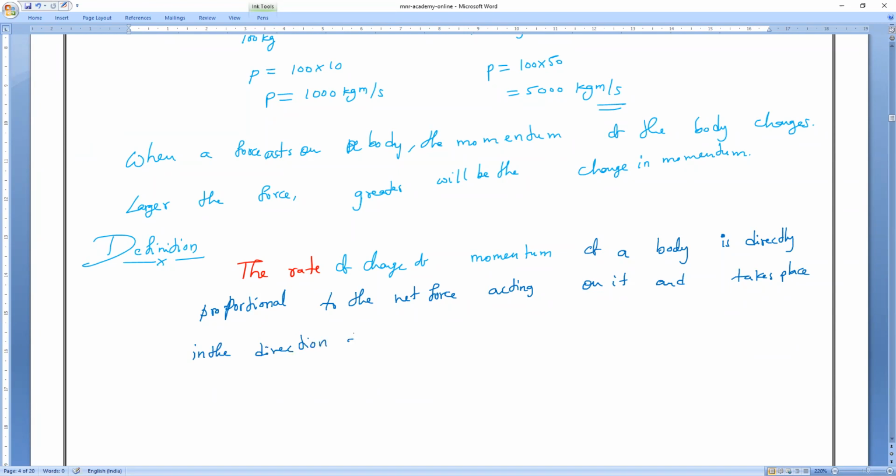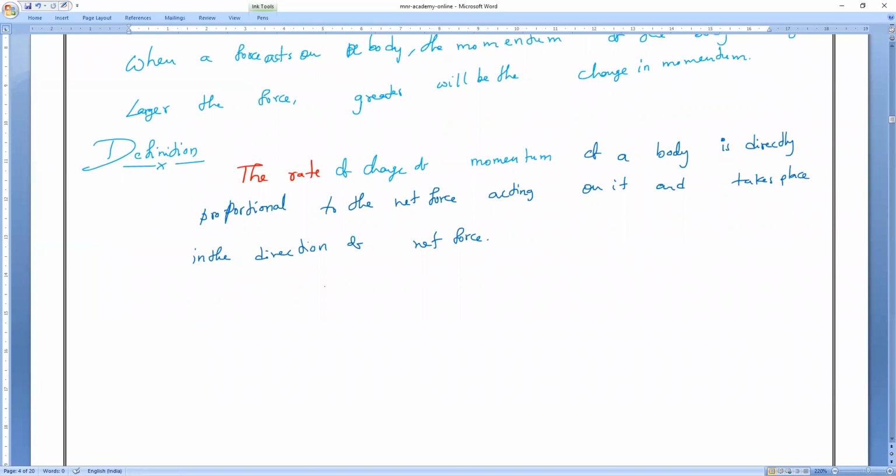This is very, very important: the direction of the net force. So momentum changes in the same direction as the net force. That is what you have to remember. This is how I can write the meaning of it. The force is directly proportional to the change in momentum. Change means delta. Do you remember acceleration: final velocity minus initial velocity divided by time? So change in velocity we have written as delta V divided by change in time, delta T.